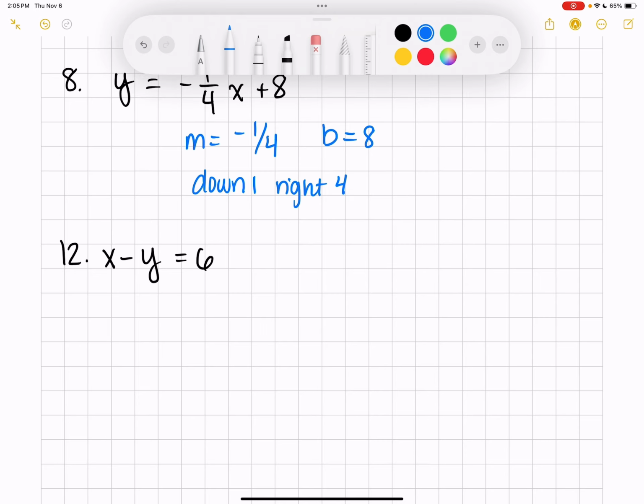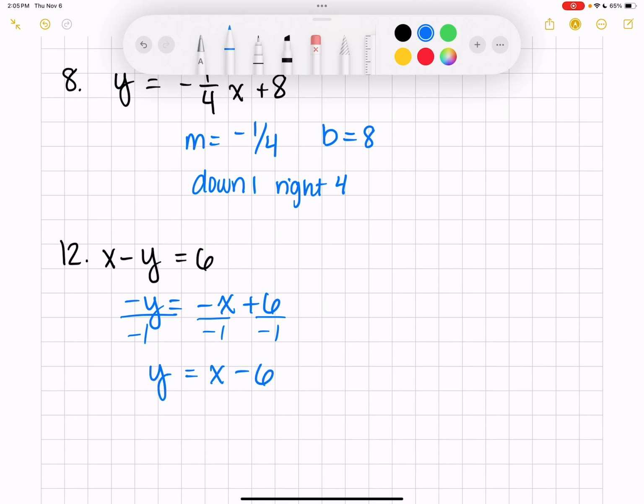Basically, you're going to subtract x, minus x equals, and then you're going to put y. And then you have to divide by negative. Exactly. So that's y equals x minus 6.